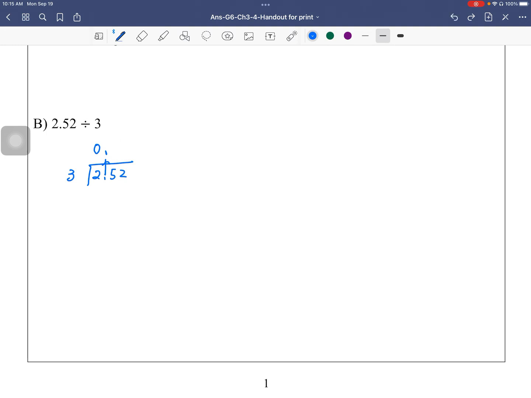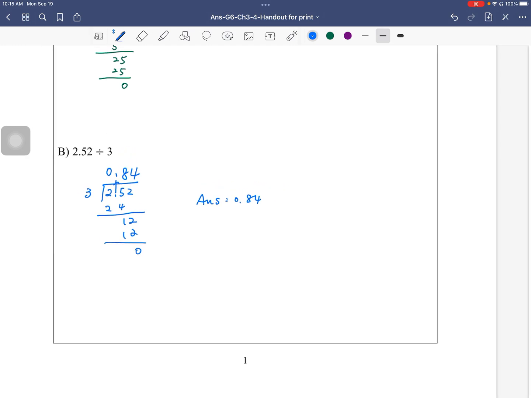8 times 3 is 24. 4 times 3 is 12. So the answer here is 0.84. So what we want to try to do is that we want to place the decimal point in the quotient directly above the decimal point in the dividend. And then we divide as we would with the whole numbers.